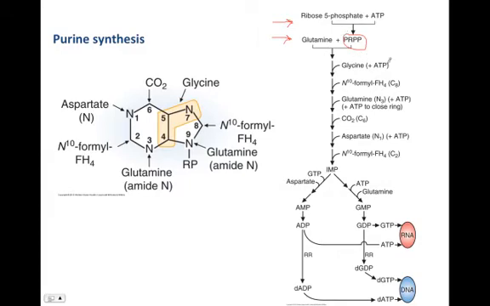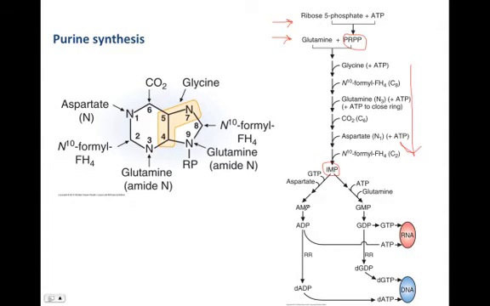From there are a series of reactions summarized here where the ring structure is built by the addition of each of these compounds. This pathway converges on the synthesis of inosine monophosphate, or IMP. Keep in mind, the base on inosine monophosphate is hypoxanthine. From there, inosine monophosphate can be converted to AMP or GMP.